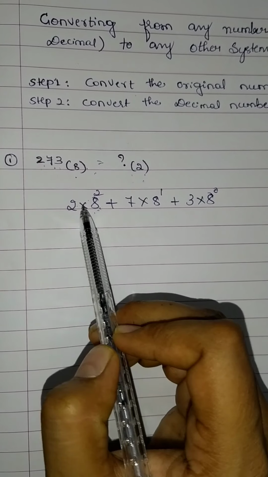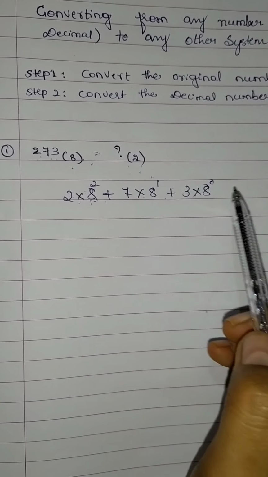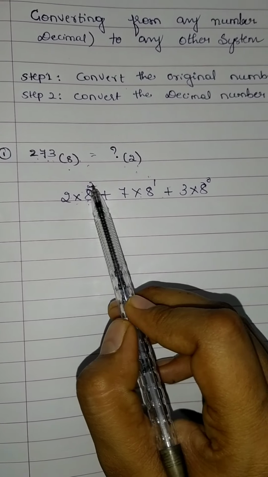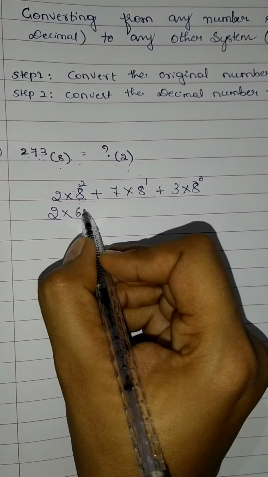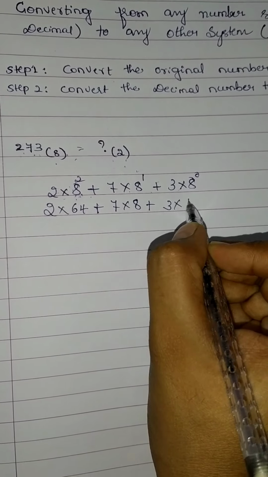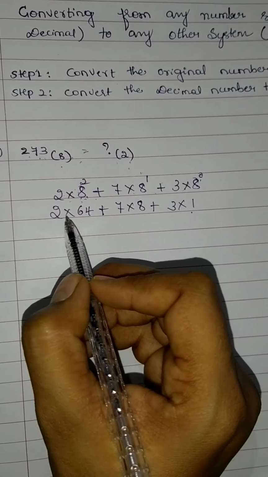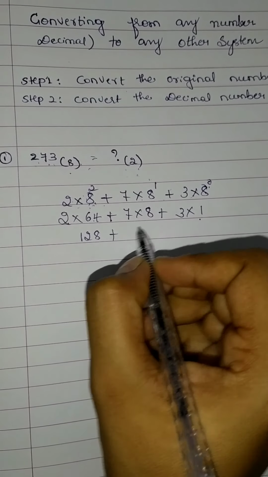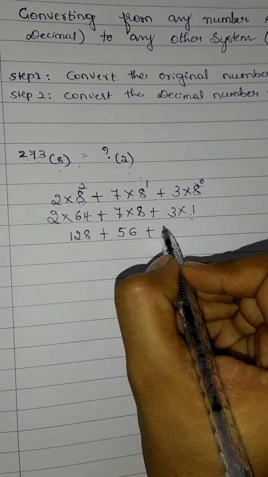So 2 into 8, plus 7 into 8, plus 3 into 8, and then we give the weightage from right to left: 8 power 0, 8 power 1, and then 8 power 2. Then 2 into 8 into 8 is 64, plus 7 into 8, plus 3 into 1. Why? Because any number with power 0 is nothing but 1. 64 into 2 is 128, plus 7 eights are 56, plus 3 into 1 is 3.